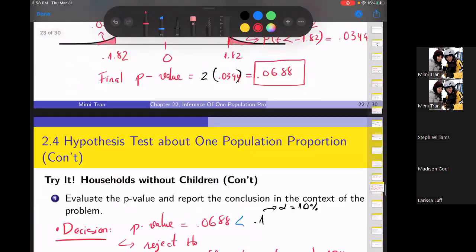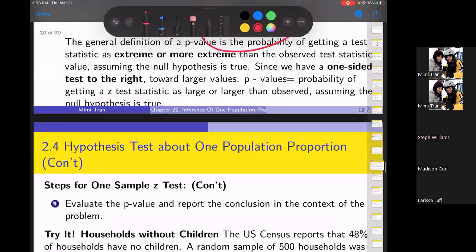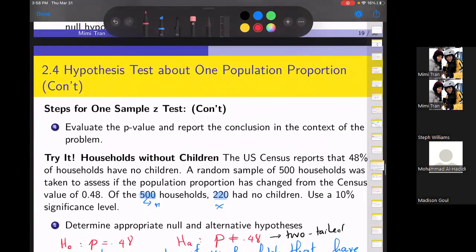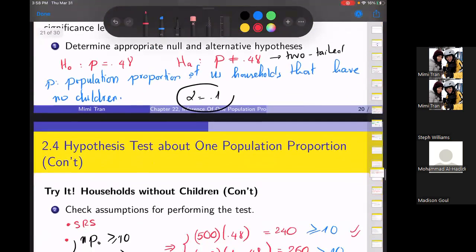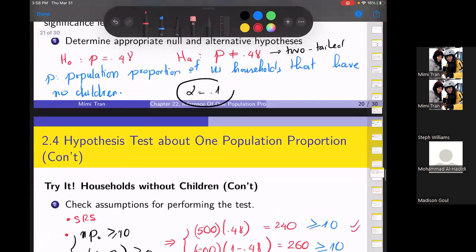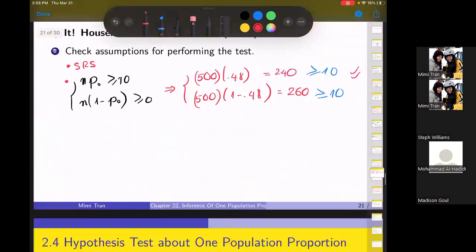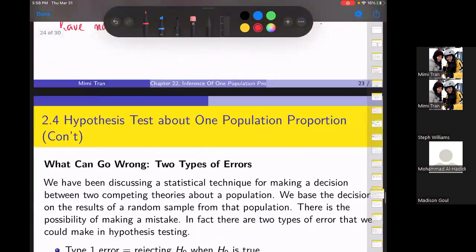Okay, so for the part on hypothesis test of one population proportion, I apologize, I forgot to record. You can always look at my notes. It's very similar to one population mean. All we change is just some notation. So if you look at my notes, you should be able to follow.